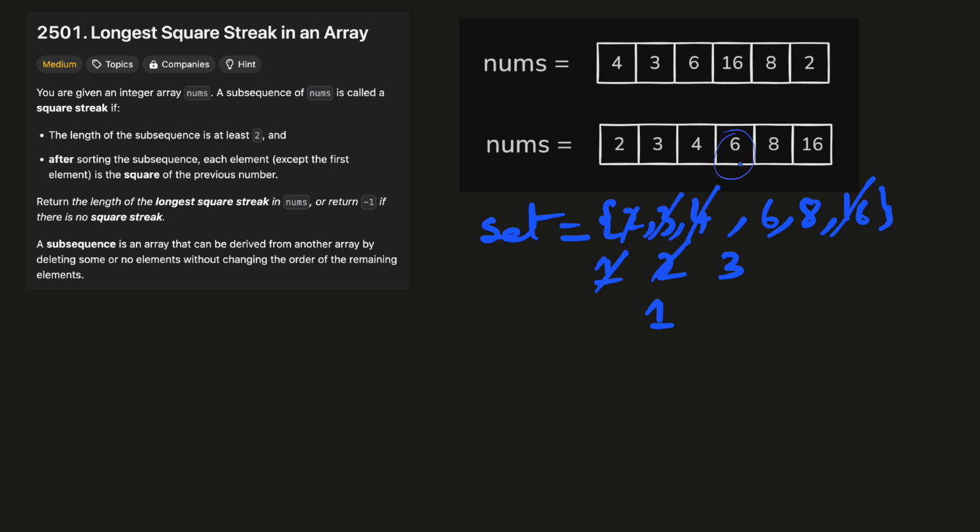Then we go to number 6. It exists in the set. So again our current streak length will be 1 and we remove 6 from the set. But 6 squared, 36, does not exist in the set. So our streak ends here.